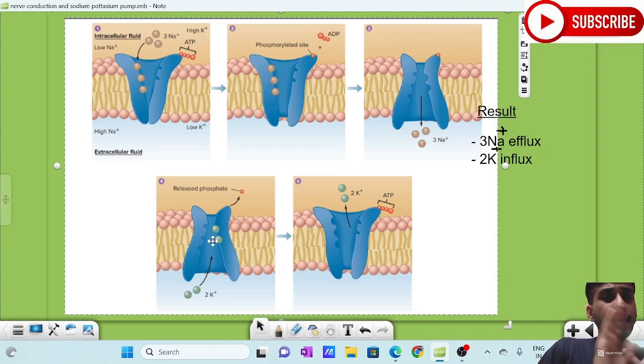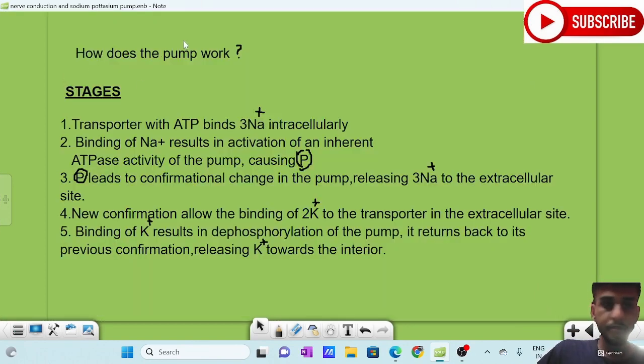So how does this create a result in a cell? That we will now understand. So these are the steps. If you want to write down the steps, you can pause the video and write them down.